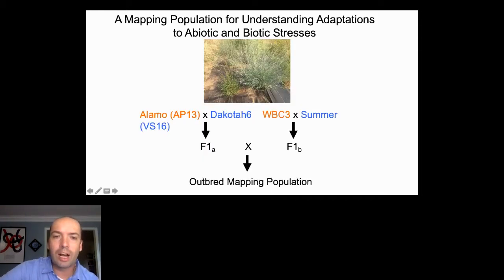And what I did was I crossed together the lowland line times the upland line. Sorry, the VS16 should be over here, and at the back here, it's Summer VS16. I apologize for that. And then this lowland line by this upland line, Summer VS16. Those crosses yielded F1 hybrids that were a hybrid between upland and lowlands. And then I intercrossed those F1 hybrids to make an outbred mapping population. This founded the basis of our first set of common garden experiments that we used to study the genetics of local adaptation in switchgrass.